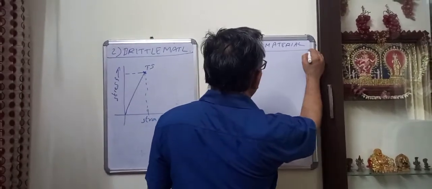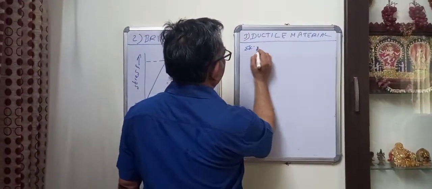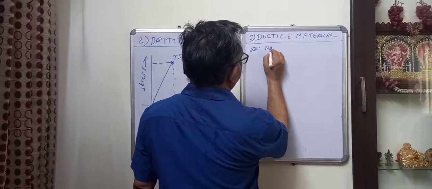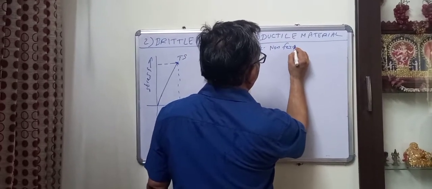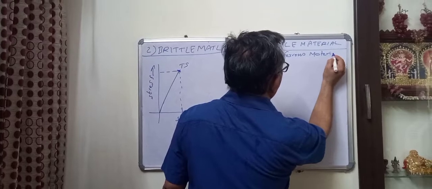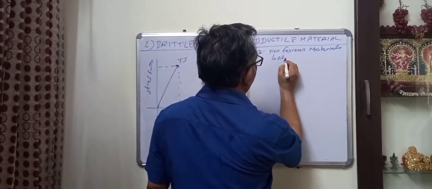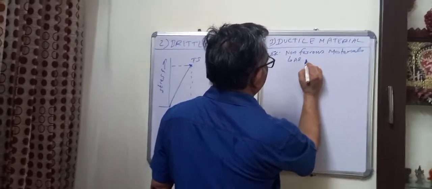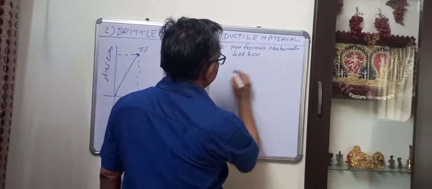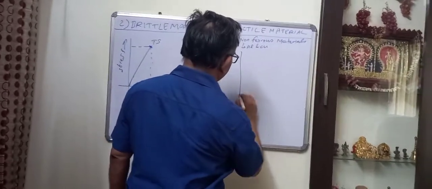Let's see how we can select the design stress for this. The examples are non-ferrous materials. Non-ferrous means especially aluminum and copper. For these two, the stress-strain curve will be something like this.